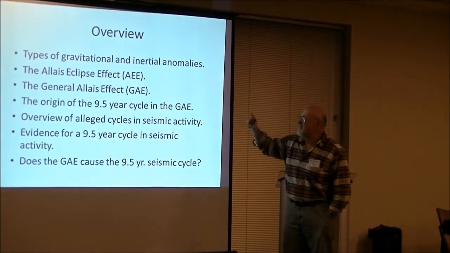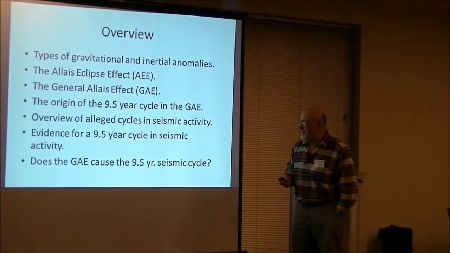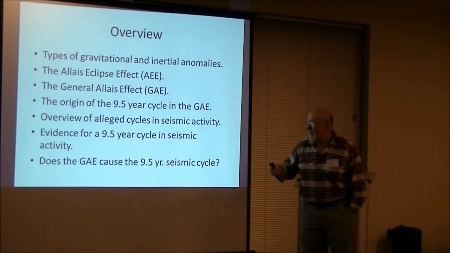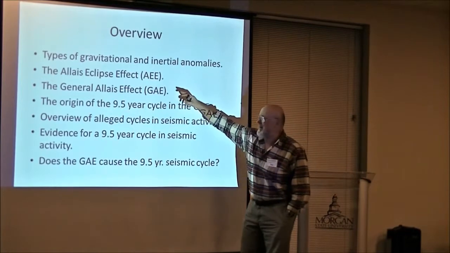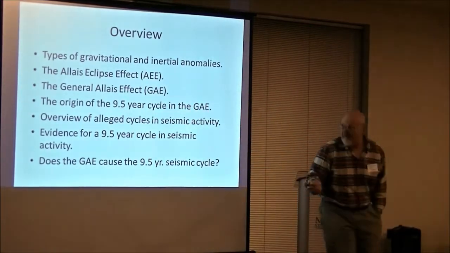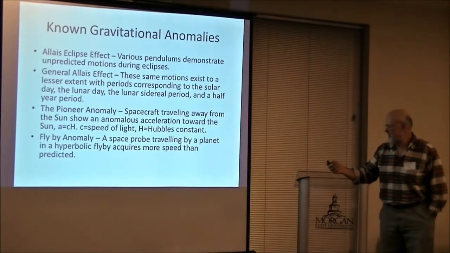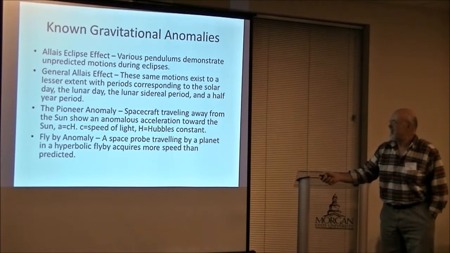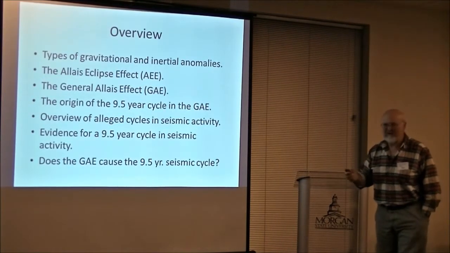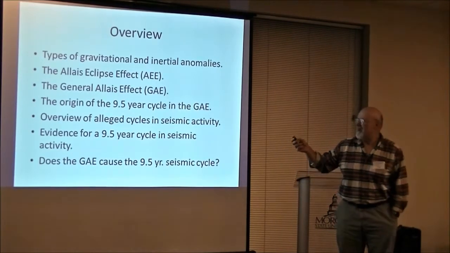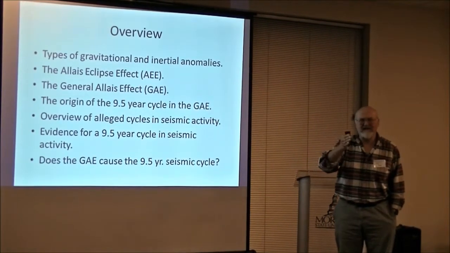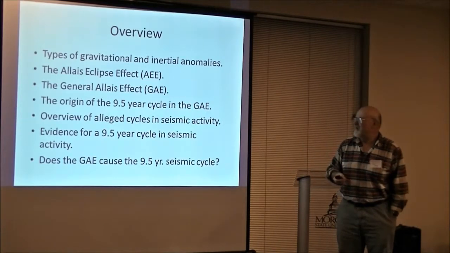There are different types of gravitational and inertial anomalies. And someone previously mentioned something about a pendulum. Actually, it was a paraconical pendulum that tended to precess anomalously during an eclipse.